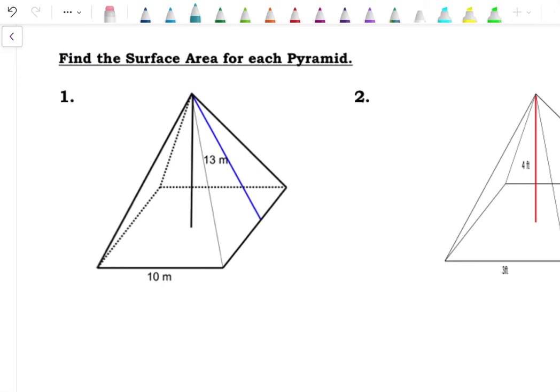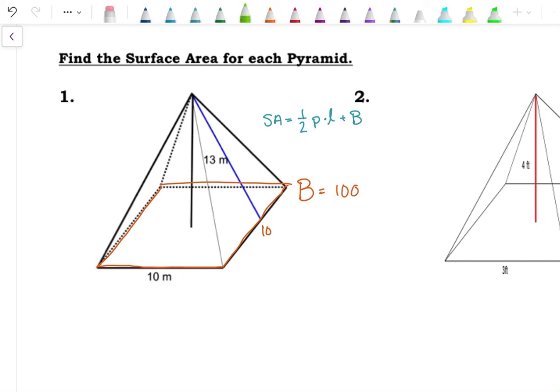So if I need to find the surface area for each pyramid, all I need to do is fill in this formula, 1/2 P times L plus capital B. The easiest one to typically find first is going to be the area of the base, which in this case, this is our base right here. It looks like this is going to be a square base, so that is going to be 10 times 10, or in other words, 100 for the area of the base.